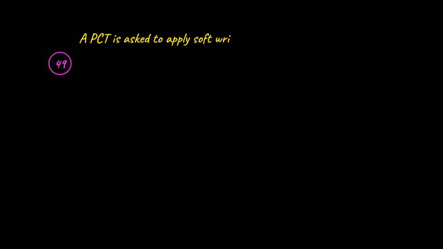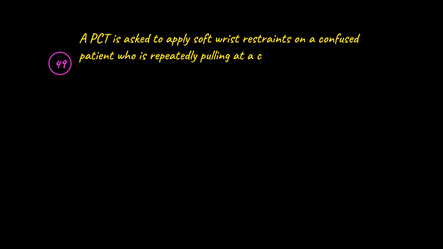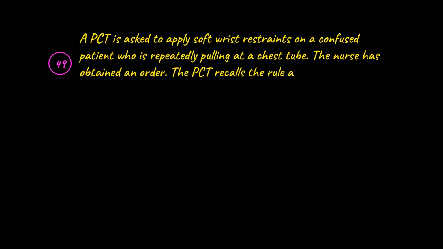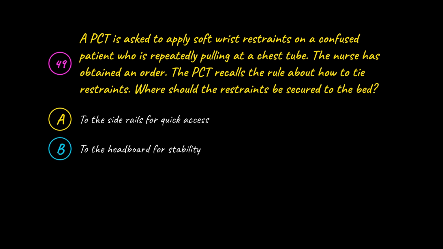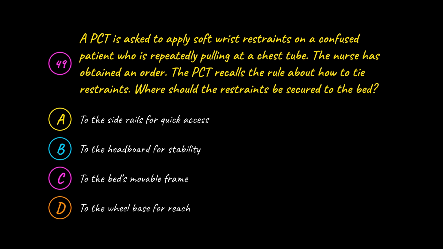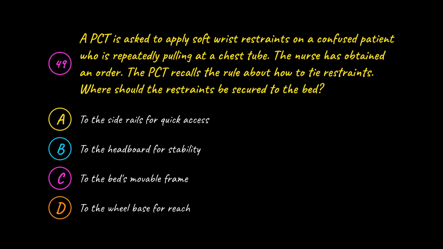Question 49. A PCT is asked to apply soft wrist restraints on a confused patient who is repeatedly pulling at a chest tube. The nurse has obtained an order. The PCT recalls the rule about how to tie restraints. Where should the restraints be secured to the bed? Your options are: A, to the side rails for quick access. B, to the headboard for stability. C, to the bed's movable frame. D, to the wheelbase for reach. Which one is it? Pause the video if you need more time.